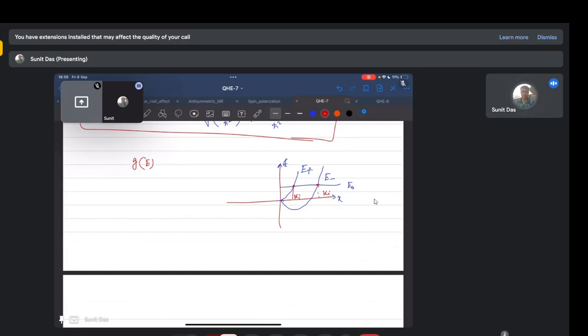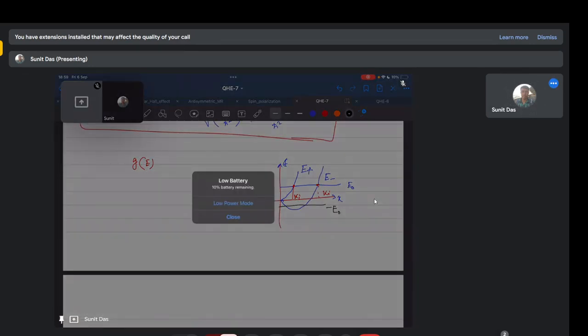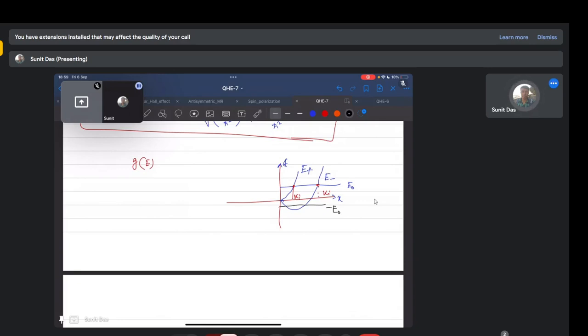Now let's say you are at a negative energy, somewhere at minus e0, let's say. Now at minus e0 you do not have any density of state for the positive energy state e plus, because this energy band is only greater than 0. Now for negative energy states, e minus, we have two intersections, right?